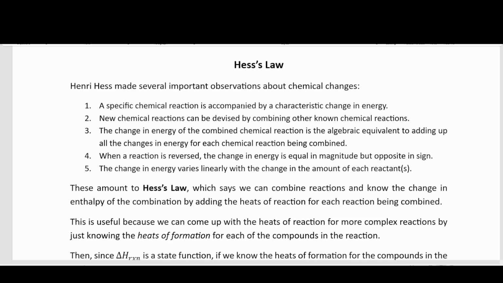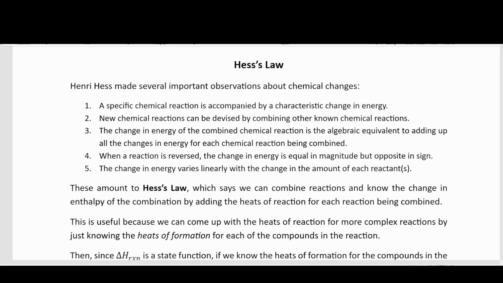Number two, new chemical reactions can be devised by combining other known chemical reactions. So you can take two known chemical reactions, combine them together in a certain way, and come up with a new chemical reaction from that. Number three, the change in energy of the combined chemical reaction is the algebraic equivalent of adding up all the changes in energy for each chemical reaction being combined. So when we come up with those new chemical reactions by combining the known ones, we end up with a characteristic change in energy for that new chemical reaction.